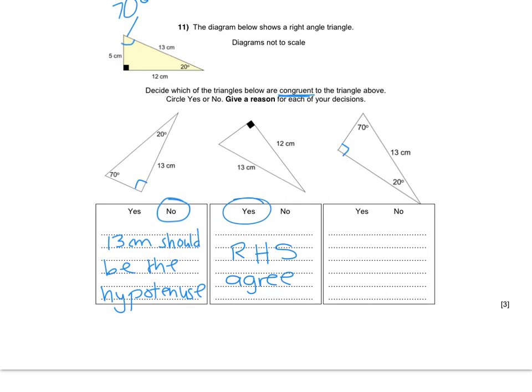Okay, now we're going to have a look at our final one. We've got a side, the 70 and the 20. So all the angles agree again. And what we've got to look at is where this 13 is. Now the 13 here is between the 70 and the 20 degree angles. And on our original diagram, it's between 70 and 20. So it's an angle side angle. Okay, the angle and the side between the other angle agree. So that must be congruent as well.